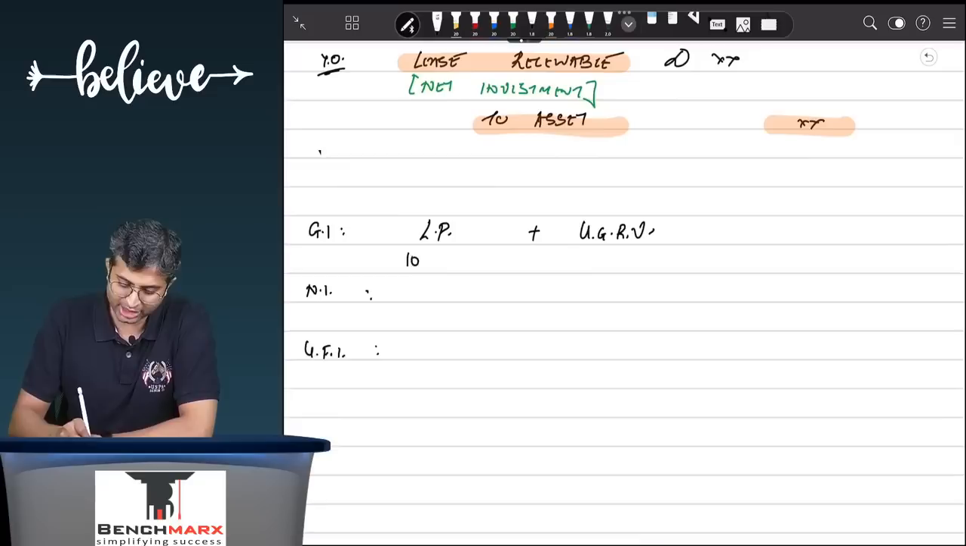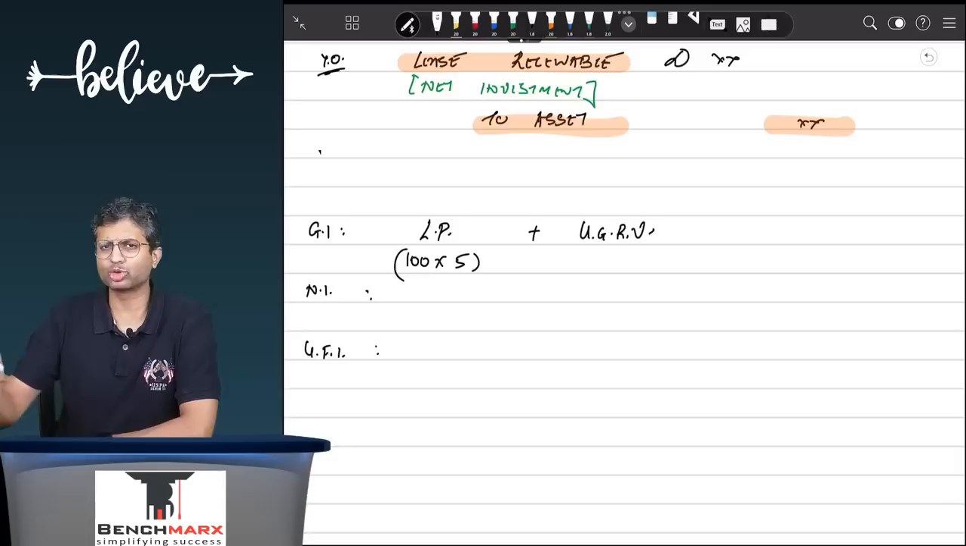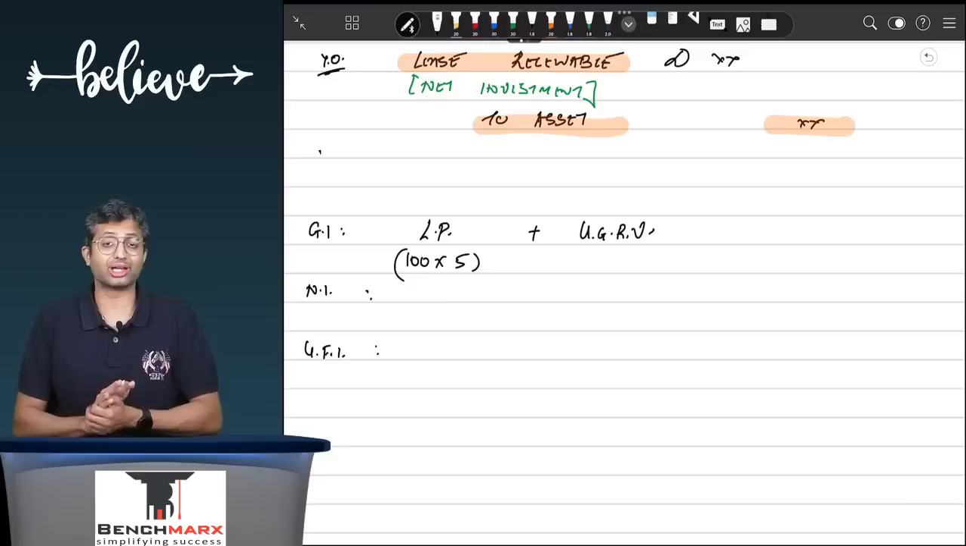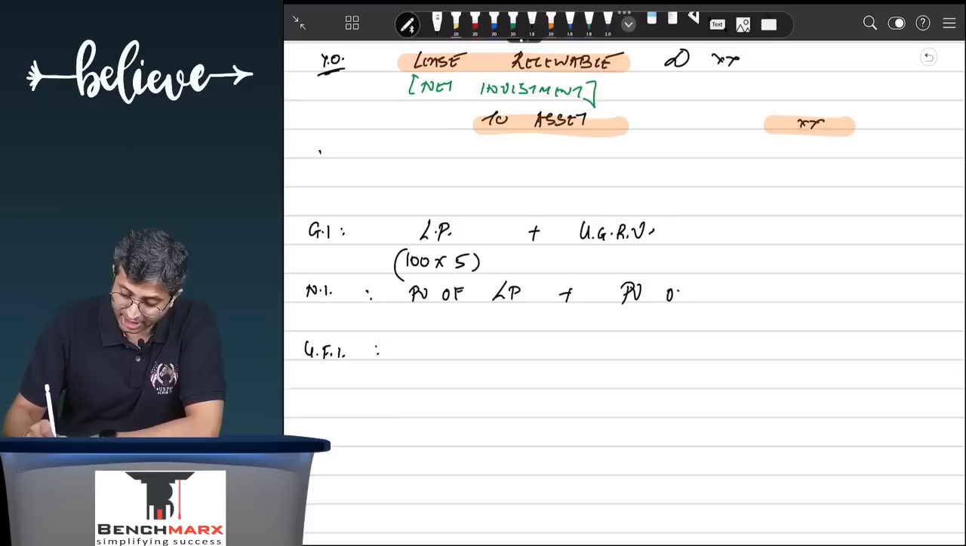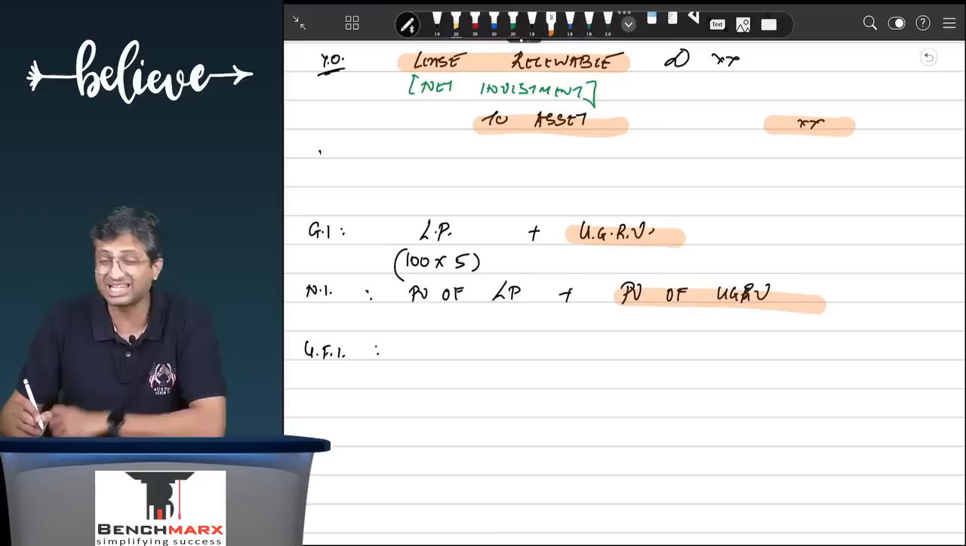Your lease payment is, let's say, 100 into 5, plus you are expecting to receive, let us say, 50 rupees on the asset. Then it will be another 50, so 550 will be your gross investment. But the receivable today has to be recorded at the present value, and hence you will take the present value of the lease payments plus the present value of the unguaranteed residual value. And hence, we have not said that this should be recorded at the present value of lease payments, because the lease payments do not include the unguaranteed residual value.